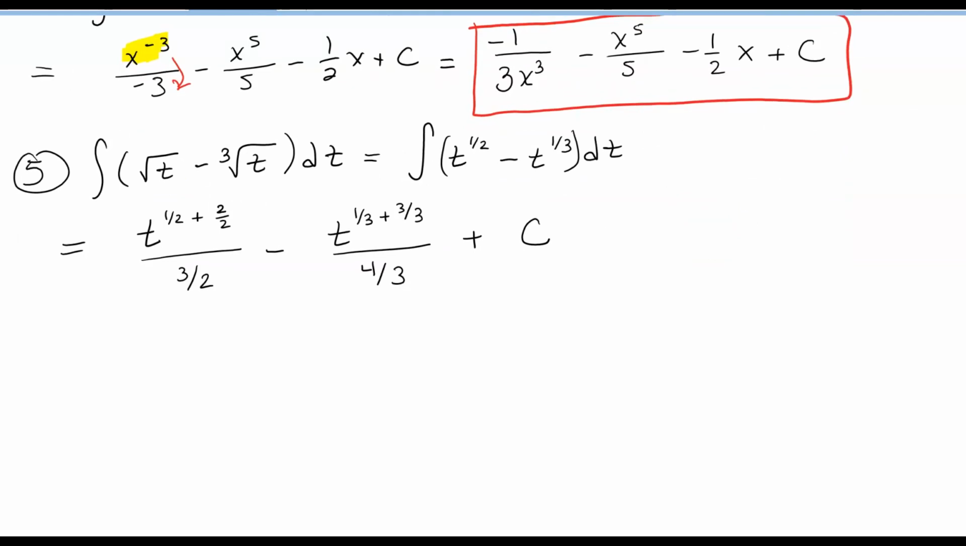I've just got to do a little bit of work in terms of clearing up the way that these fractions look. So when I have t to the 1/2 plus 2/2, that's t to the 3/2. But when I divide by 3 over 2, that's the same as multiplying by 2/3. Okay? And then the same thing happens over here. If you're dividing by 4/3, it's the same as multiplying by 3/4. And then you get t, in this case, to the 4 over 3 power. Okay, so we are set. We just tack on our constant of integration and we're good to go.